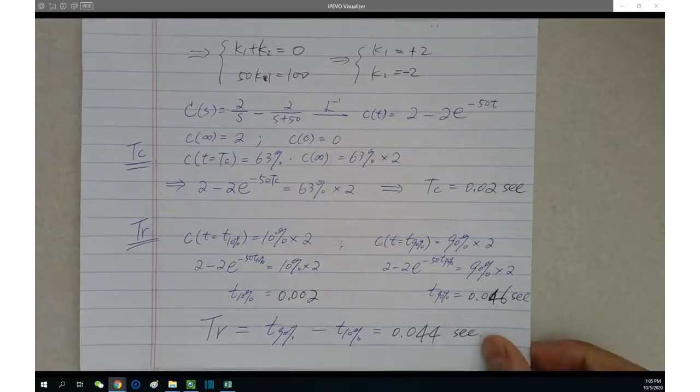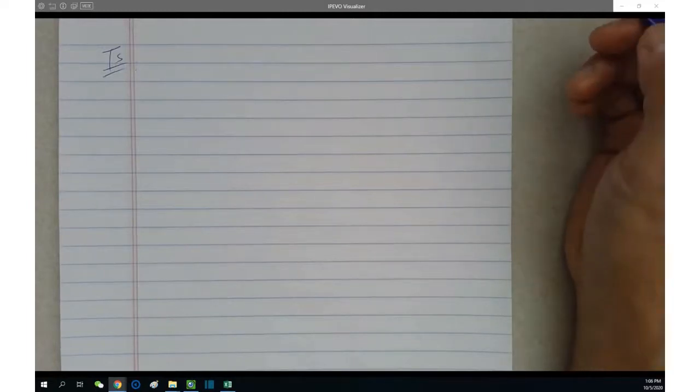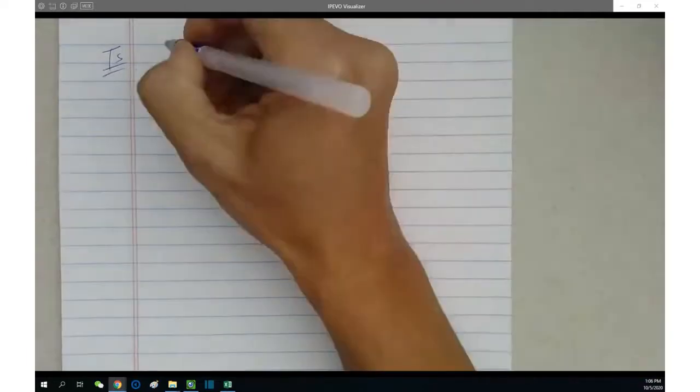And we left the very last one, TS, for you guys to do as an exercise at home. Anyone got the TS value? Anyone? Anyone did it? I got 0.078 seconds. Very good, very good. It's 78 milliseconds. Good job, Sawyer. 78 milliseconds.